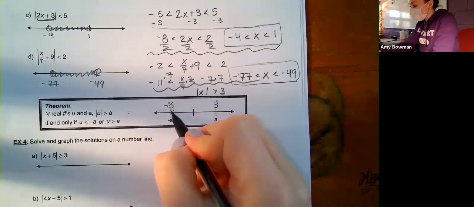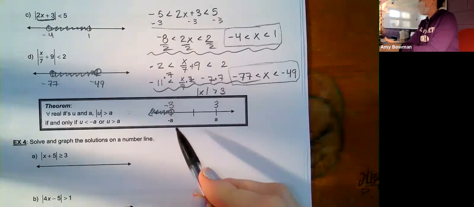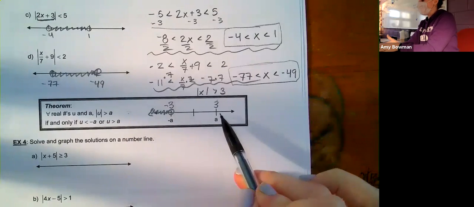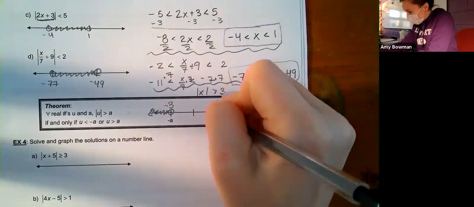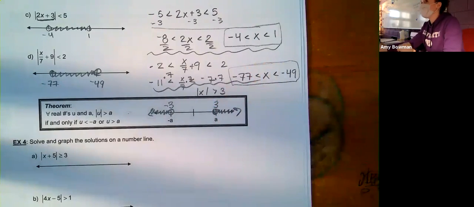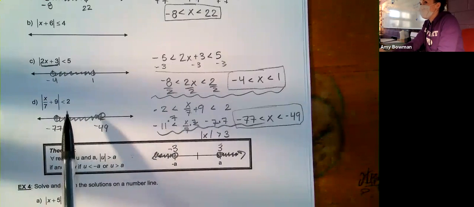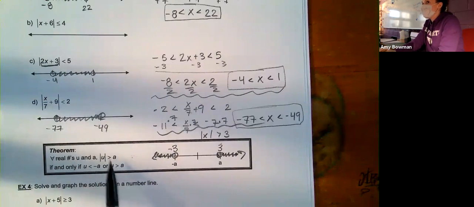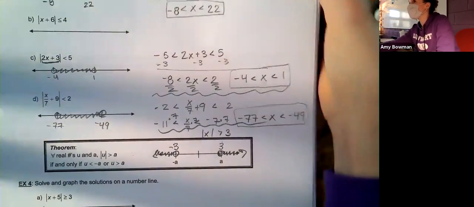So my possible solutions would be everything up to negative 3, nothing in between negative 3 and 3, because that distance from 0 is less than 3, and then everything after it. So it's like the reverse of when the absolute value of something is less than, it's between. If it's farther away from 0 than a number, you've got those two outside possibilities.